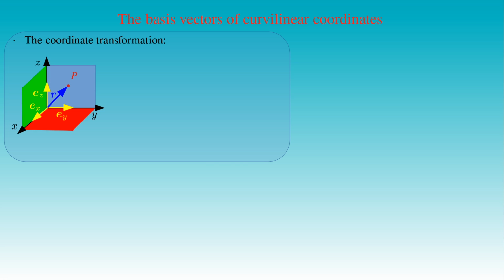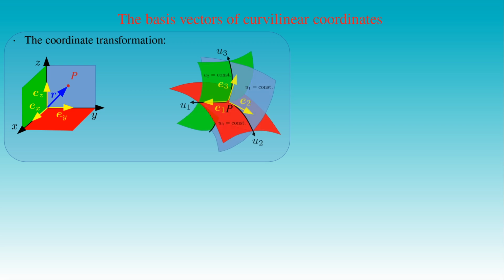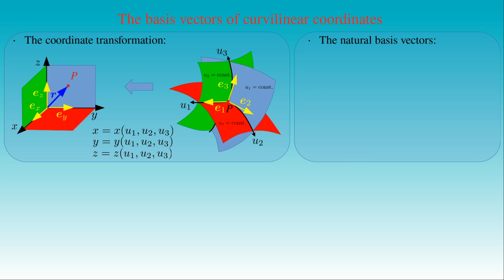Now we consider a curvilinear coordinate system with the coordinates u1, u2, and u3, and determine the explicit forms of its basis vectors e1, e2, and e3. In this calculation, we will use the functions of inverse coordinate transformations, which map the curvilinear coordinates to the Cartesian ones. The natural basis vectors of the curvilinear coordinates can be written as the linear combinations of the Cartesian basis vectors, where the coefficients are the partial derivatives of the Cartesian coordinates with respect to the curvilinear ones.